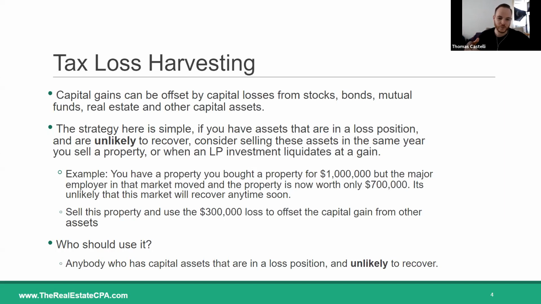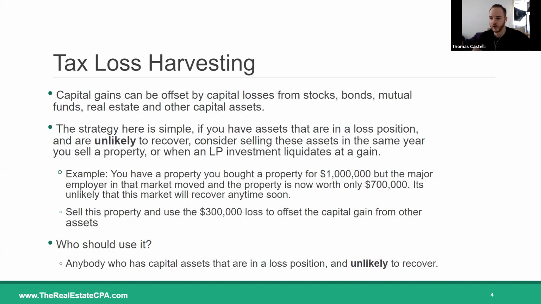So here's a quick example. You have a property you bought for $1 million, but the major employer in that market has moved and the property is now only worth $700,000. It's unlikely that this market will recover anytime soon. I think of a Detroit situation here. That's kind of what I envision, but I know this can happen in smaller tertiary or secondary markets oftentimes. So think about that here. You could sell that property and use the $300,000 loss to offset the capital gain from other assets.